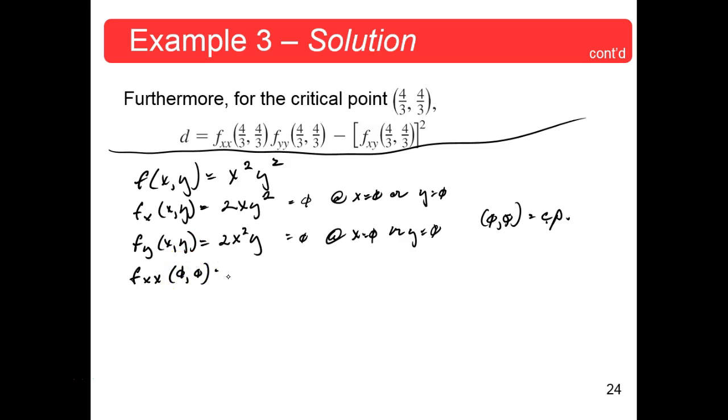And what would that be? What is the second partial of F with respect to x both times? 2y squared, right? Yes. Okay. And at 0, 0, this is going to be 0. And f sub yy at 0, 0, well, any place would be what? 2x squared. And at 0, 0, that's equal to 0.